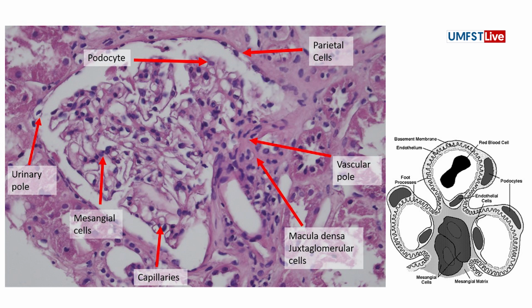This is the vascular pole, and this is the urinary pole, and you see mesangial cells here, and these are the podocytes, and these are the capillaries, and this part is the macula densa and juxtaglomerular cells over there.